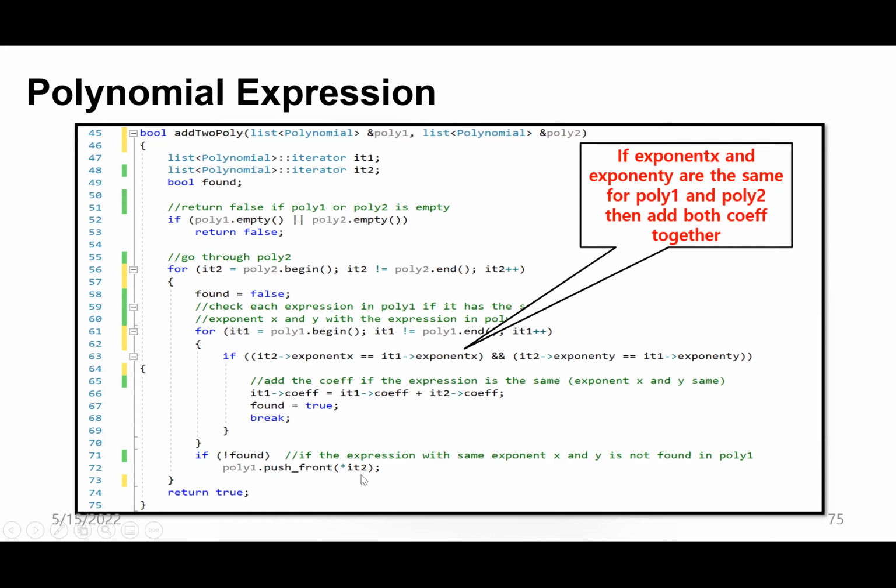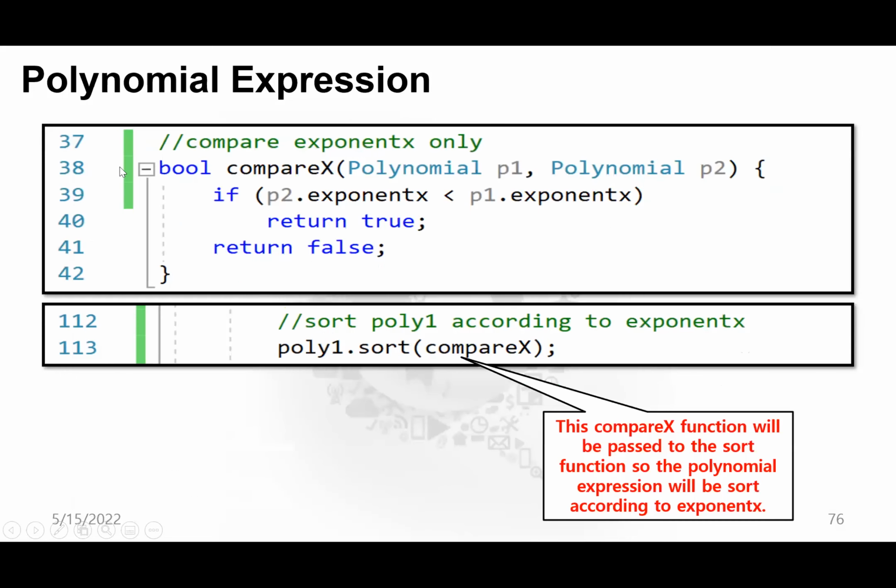So after that, another function that we can look at is this compare x. Like just now I explained to you, we want to sort the polynomial expressions according to exponent x, right? So here we can use the sort provided in the STL, but because ours is not a simple data type, you have to provide your own comparison function, where in this compare x function, you indicate inside the data in the main list what you want to compare against. Like against exponent x. So it will help you to sort according to exponent x.